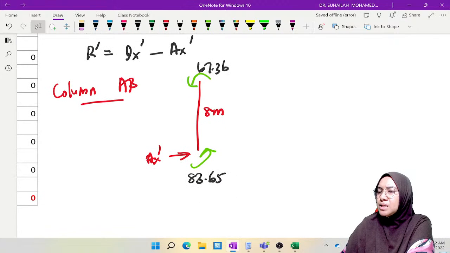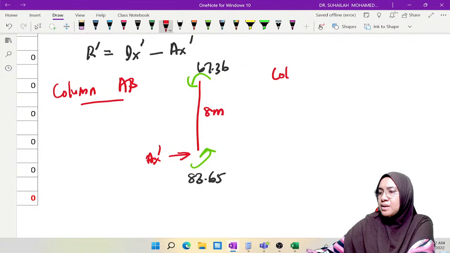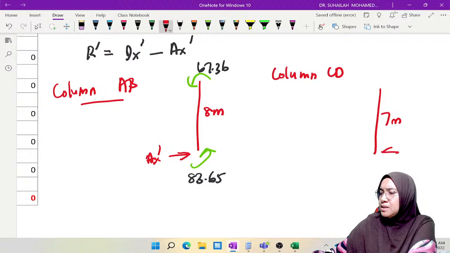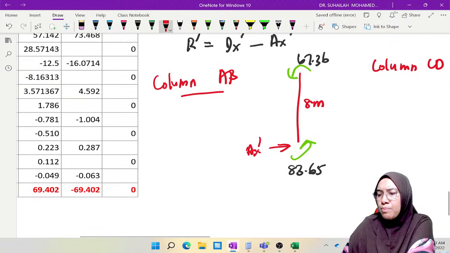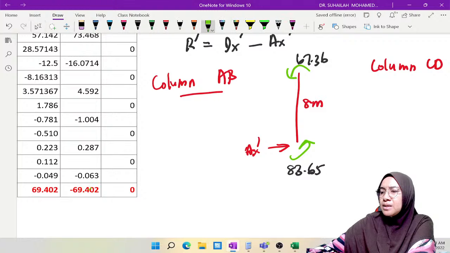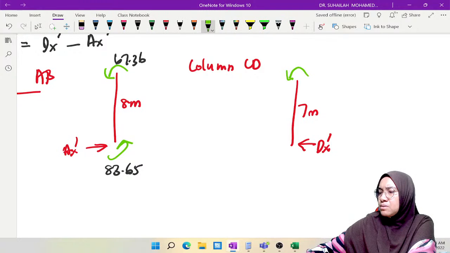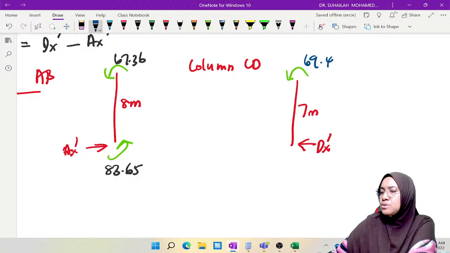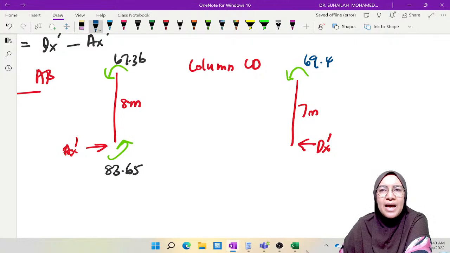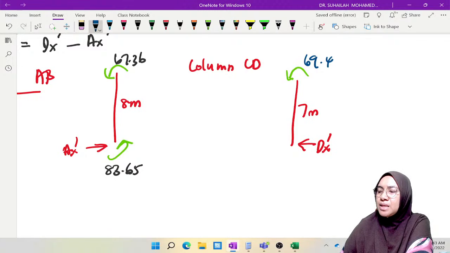Okay, we will do the same for column CD. For column CD, it is 7 meter. We have dx like this, dx prime like this, and the moment is negative 69.4. So we will get dx prime whenever we take moment at C.